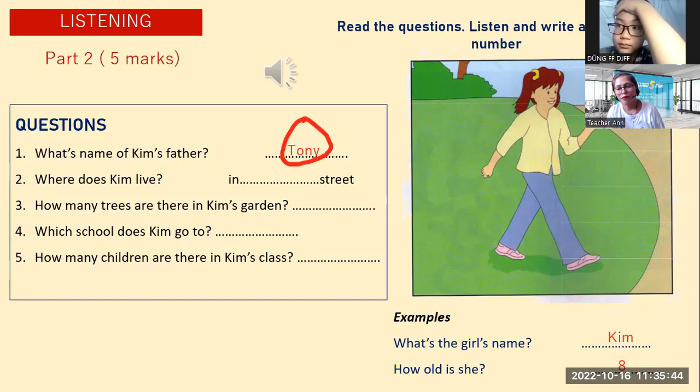Where do you and your family live? We live in a house in Bath Street. I don't know that street. How do you spell it? B-A-T-H. Oh, thank you.